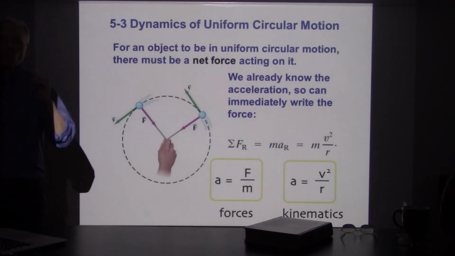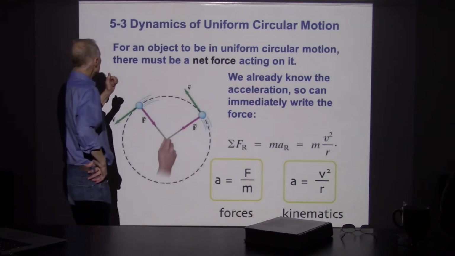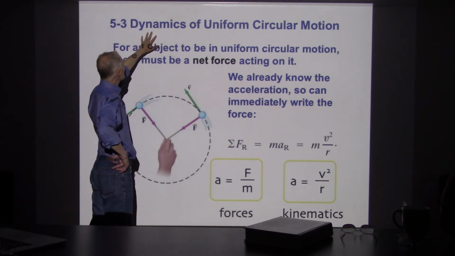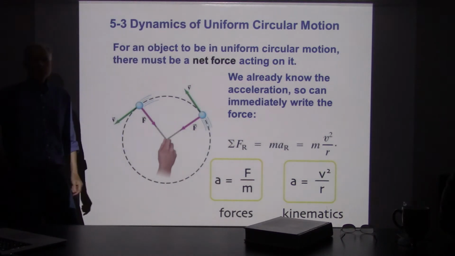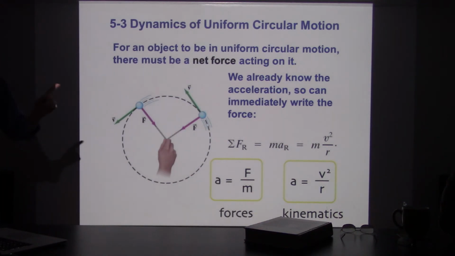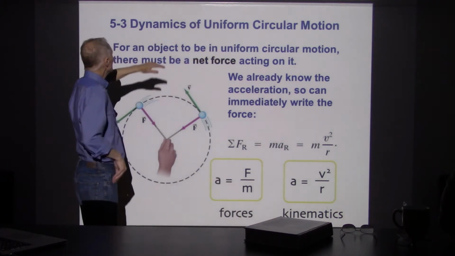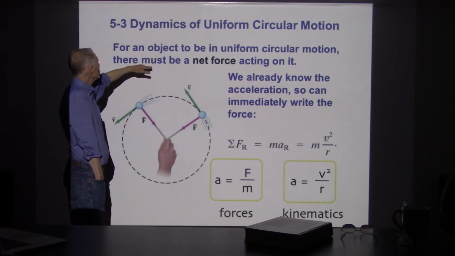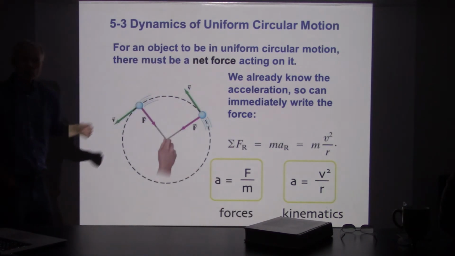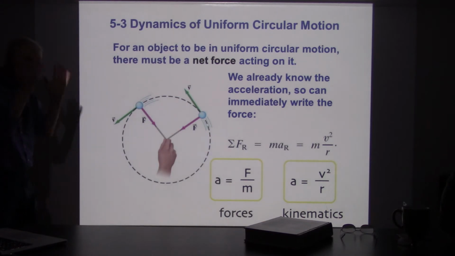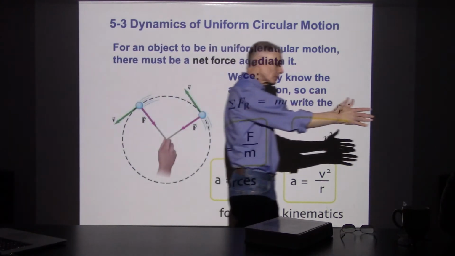So let's bring forces in. So we talked about this back in chapter 4. When we bring forces in, we now call this dynamics. So it's not just kinematics anymore, this is dynamics. So what are the dynamics of circular motion? For an object to be in circular motion, there's got to be a force. If there's not a force, the object goes straight.